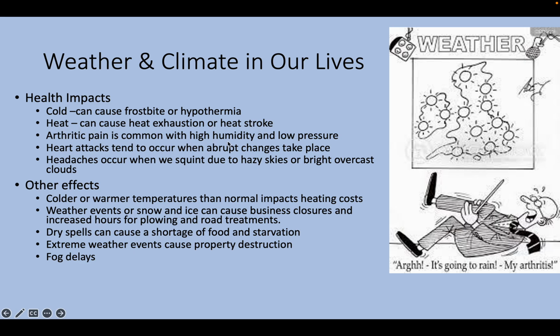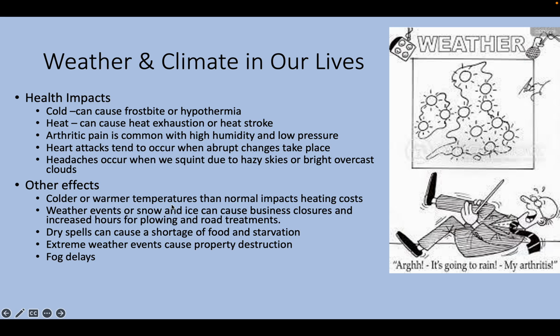Arthritic pain is common with high humidity and low pressure. So if you have a relative that says that they can sense a storm coming, there's a good chance that that could be due to the arthritis. Heart attacks tend to occur when abrupt changes take place in air pressure or weather in general. Headaches occur when we squint due to hazy skies or bright overcast clouds. Now, just because these are some possible health impacts does not mean they happen to everyone. It depends on the weather, and it depends on how long you're exposed to the weather.